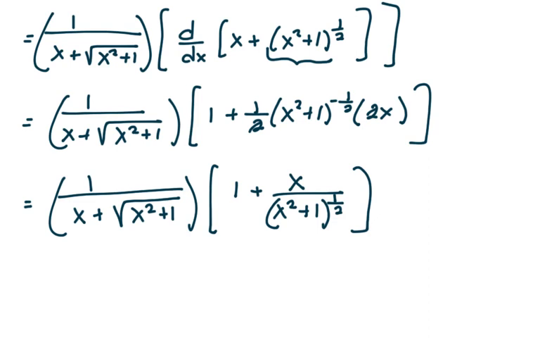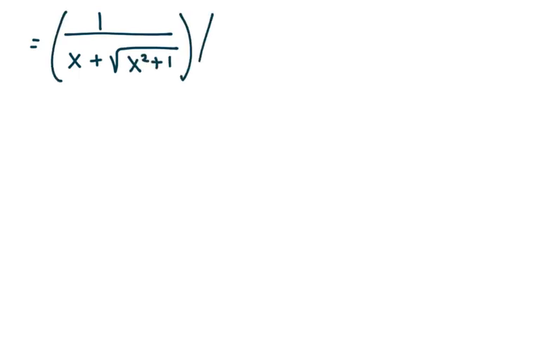Now, I need to get a common denominator. And the common denominator is x squared plus 1 to the 1/2, or the square root of x squared plus 1. So let's do this first. And we get 1 over x plus the square root of x squared plus 1 times 1 plus x over the square root of x squared plus 1.